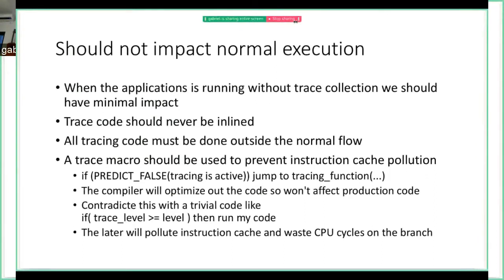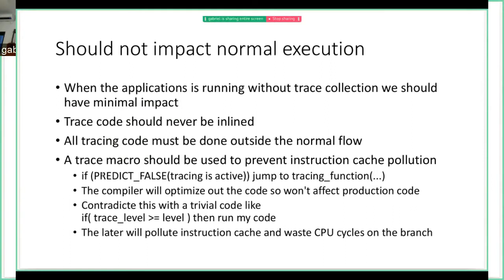Usually people are using a trace macro to prevent instruction cache pollution. So it looks something like this. You have this predict false. Every compiler got its own prediction parameters. So you tell them, I'm predicting that tracing is not active, because on customer boxes, tracing is not going to be active. But if it's active, then you could jump somewhere else and then execute the function. That way the compiler will optimize the code and it won't affect production code because everything is outside.